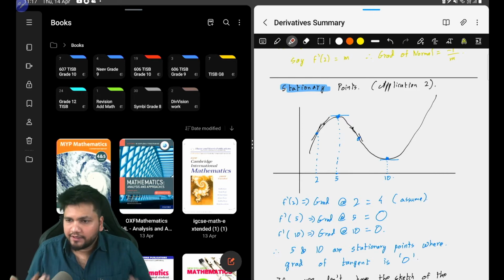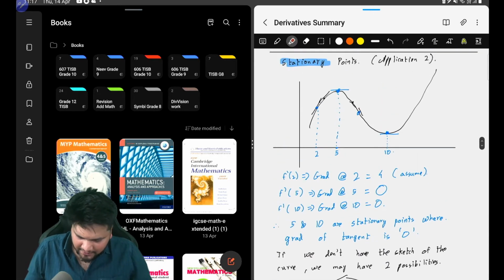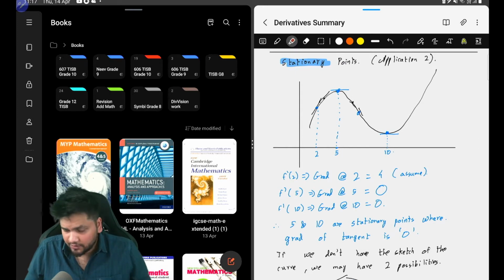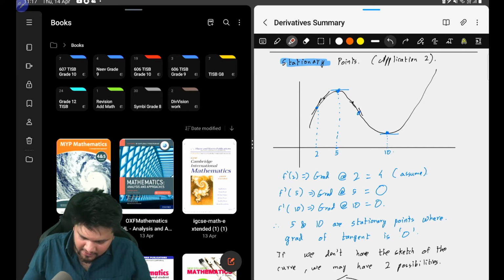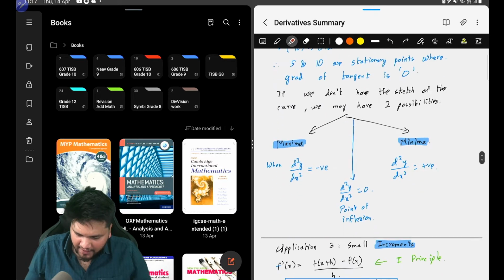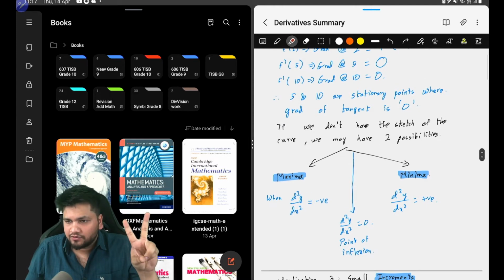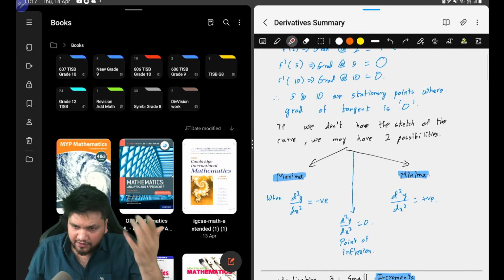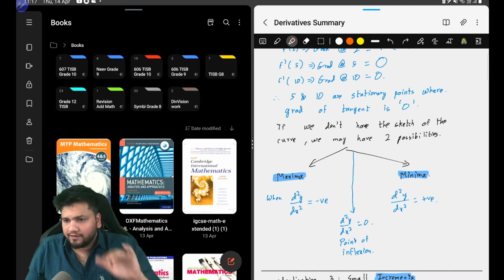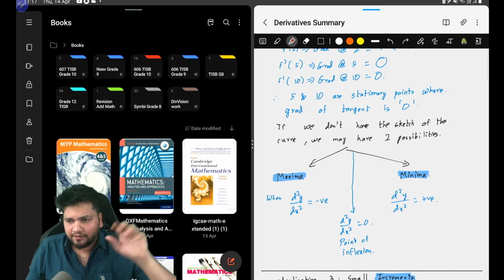Okay? But how to determine whether it's a maximum or a minimum? So anyways, for this thing, as you can see, gradient at 2 is 4. So I'm just assuming, I don't know, whatever it is. At 5 and 10 it is 0, but we are not sure whether it's maxima or minima. So for that we will differentiate it twice, so double differentiation. So we'll differentiate the function twice, and we will substitute x equals whatever that value.